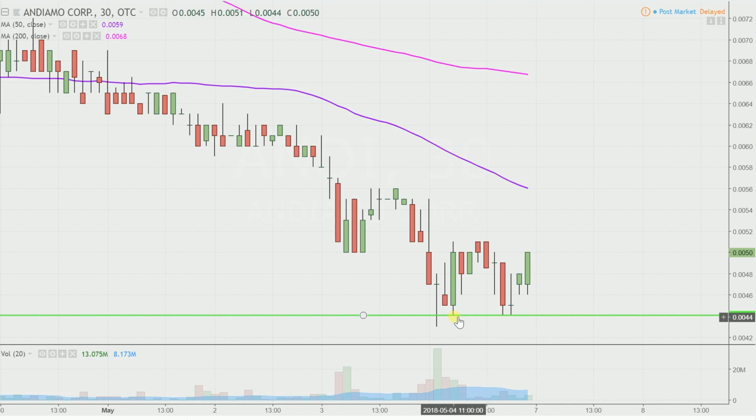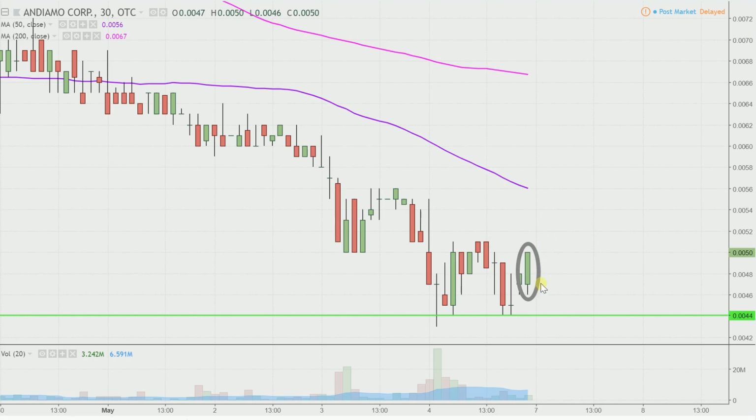It's not like the bears just tried once or twice. Literally four separate times the bears tried to break down through there, and each and every time the bulls held very nicely. And again, each one of these represents 30 minutes. I bring up that point again because you can see the final 30 minutes of the day here, a nice little green candle.